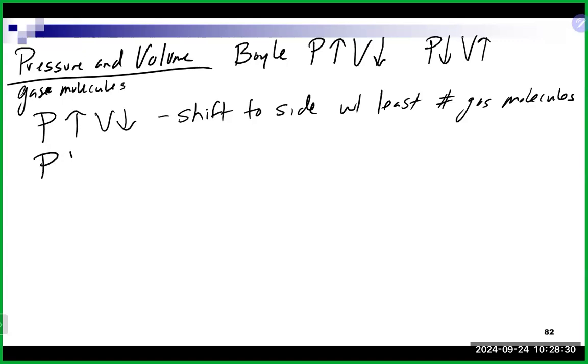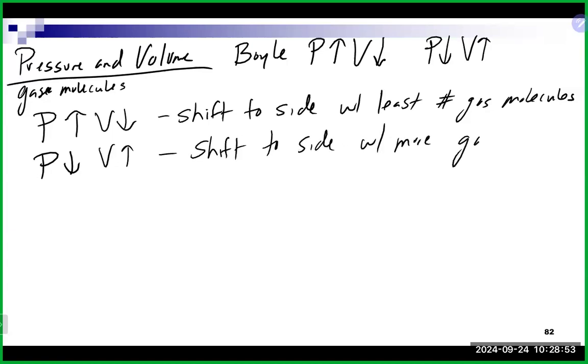Opposite is true. If your pressure goes down, your volume goes up. The change that occurs, your pressure is dropping because your volume is now larger. So in that larger volume, you need more gas molecules to fill it to bring the pressure back up. So it will shift to the side with more gas molecules. And again, that is dependent on the equation that you're looking at.